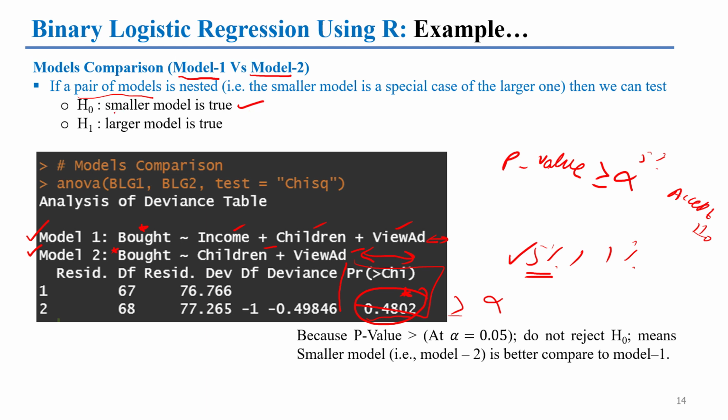And the H naught statement is basically saying that the smaller model is true. The smaller model is model 2. So that indicates that compared to model 1, model 2 is a good model for this data set in order to predict whether a particular person is going to buy the cereal or not, right?